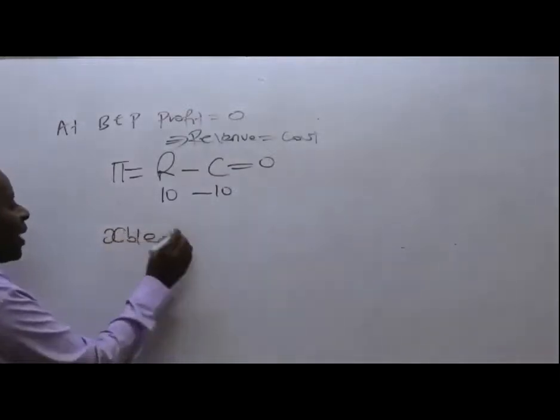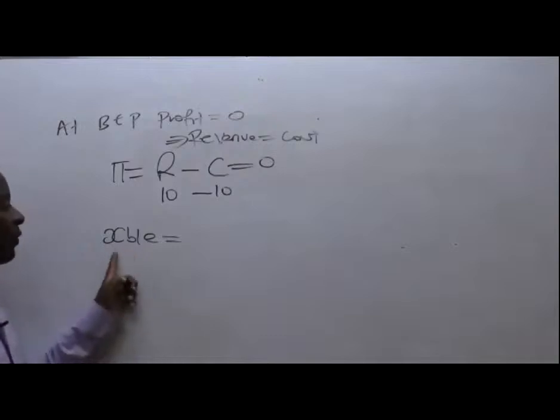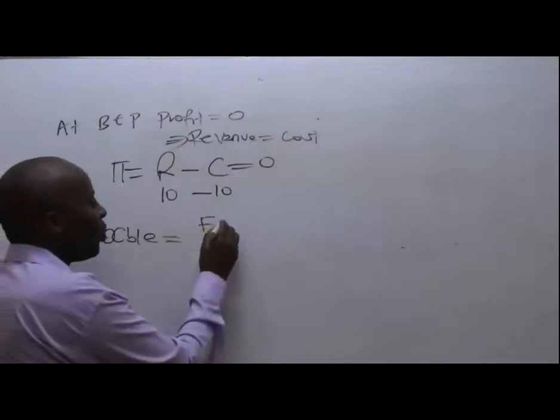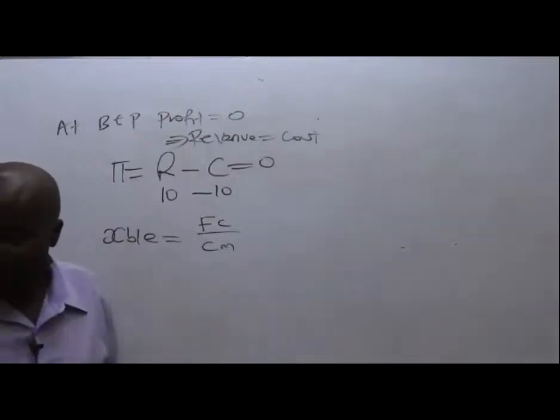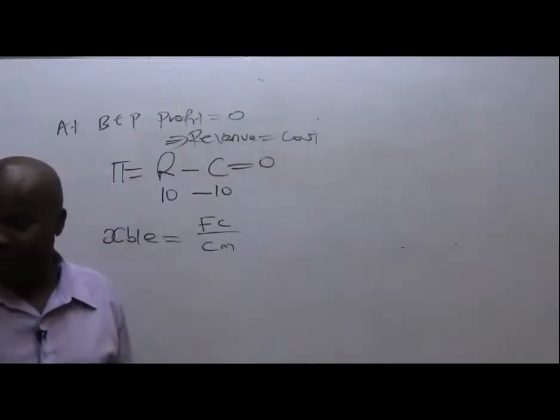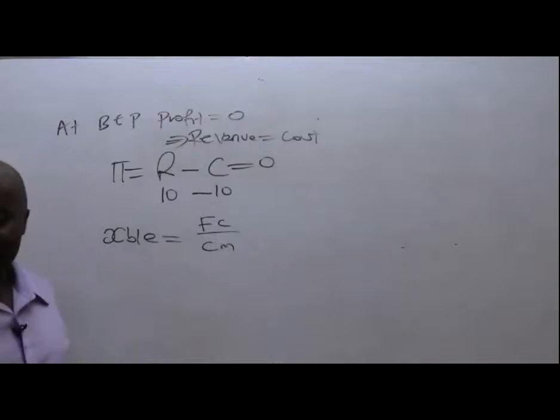I normally write here X break-even, X is quantity. X break-even equals fixed cost over contribution margin. Fixed cost over contribution margin. This is the formula of getting the quantity that you're going to sell.